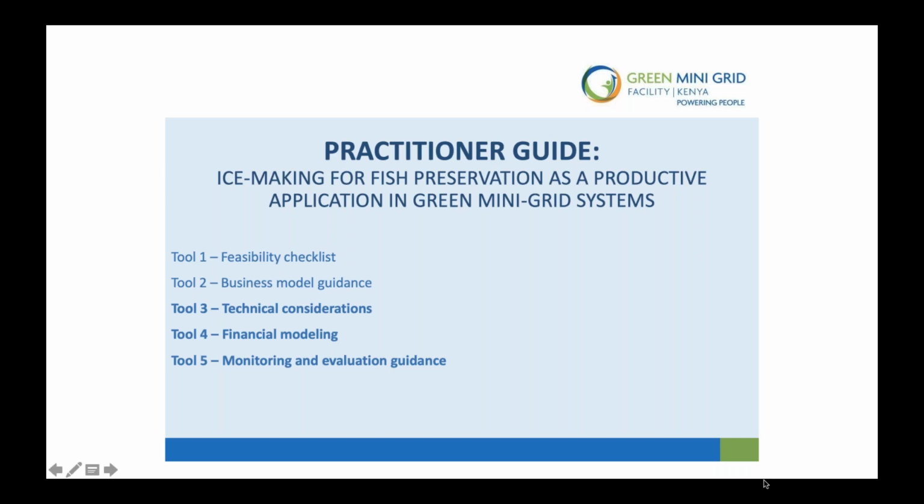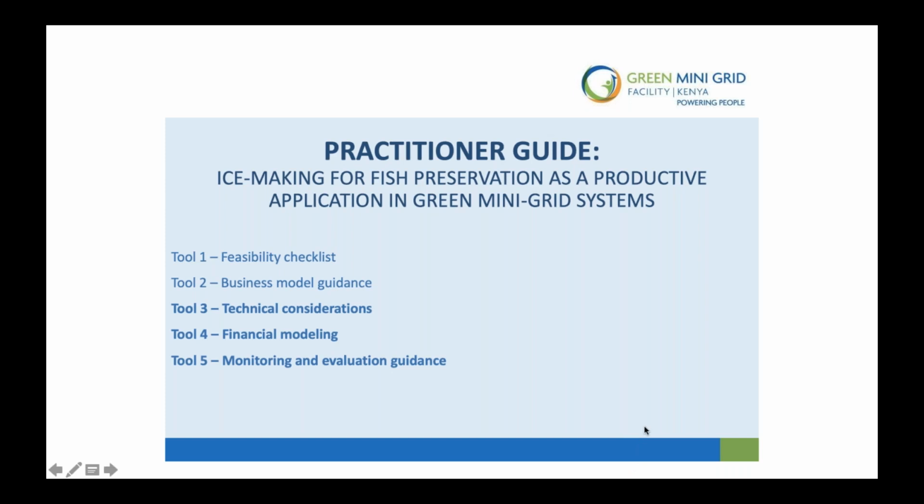Tool 4 is a plug and play financial model, which basically helps you figure out whether this application is financially viable, both from the perspective of the energy provider and from the perspective of whoever owns the ice making facility. And then finally, tool 5 is step-by-step guidance around monitoring and evaluation to develop a theory of change, key indicators, data collection tools and processes, and so on.